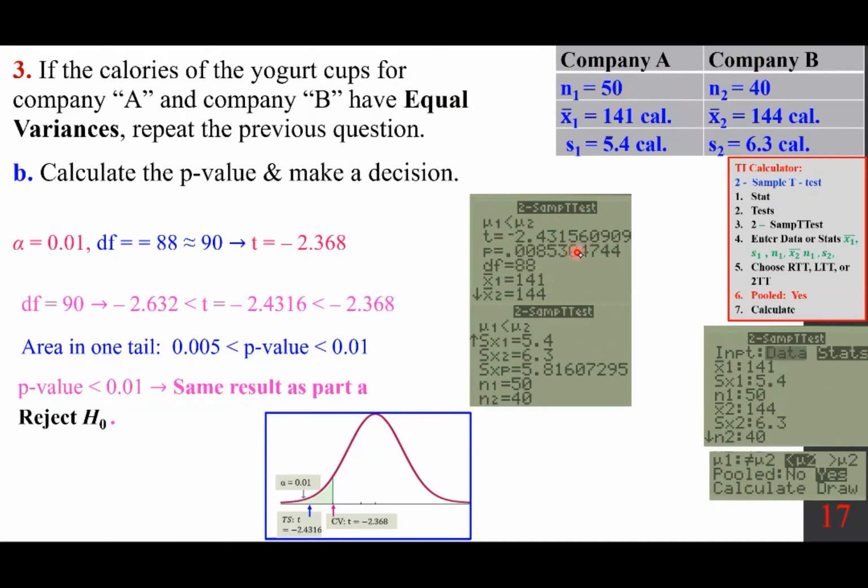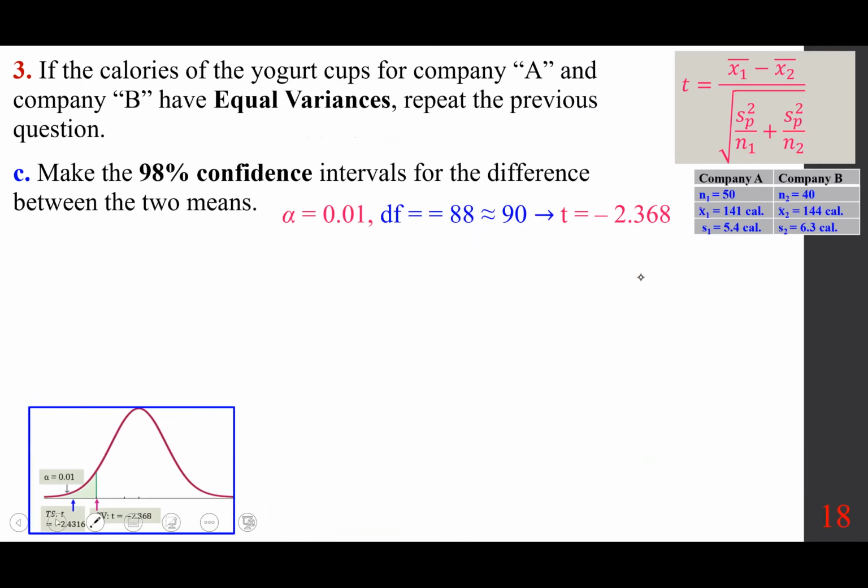And take a look at the p-value. The p-value is 0.0085, which is clearly less than alpha of 0.01, and technology gives us the same decision. So that's pretty simple because the degrees of freedom from the way we calculate and the way the calculator does it is the same. Now, what if we want to get a 98% confidence interval?